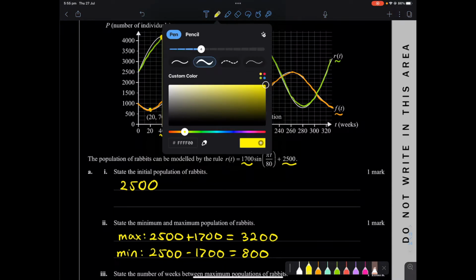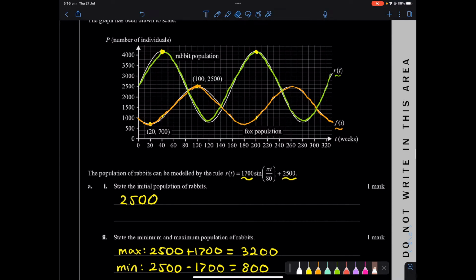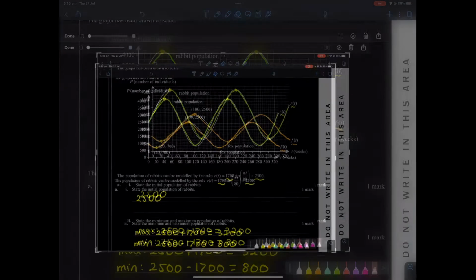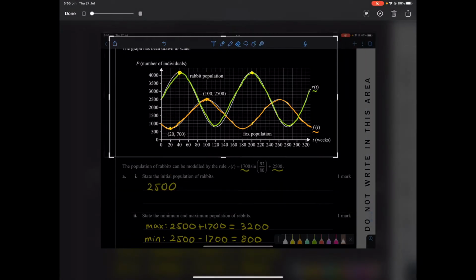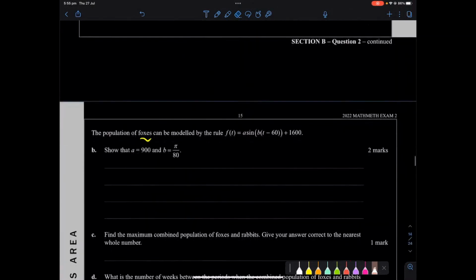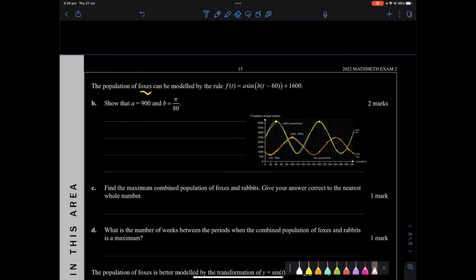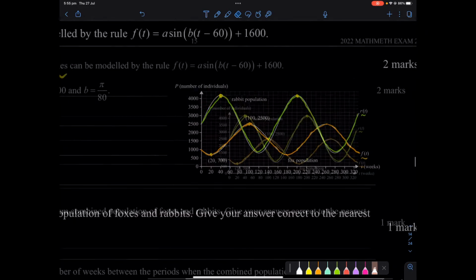what I'm going to do is rub this out and just copy the graph. Let me rub all of these out, we don't need those. I'm just going to copy this, take a screenshot of it, and paste it over here. So we have this over here, and this is for foxes.